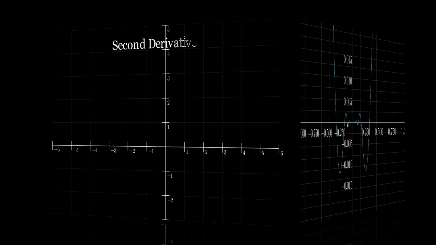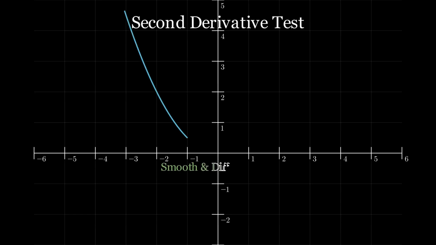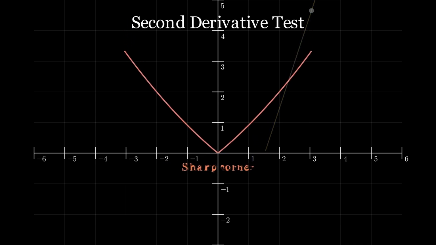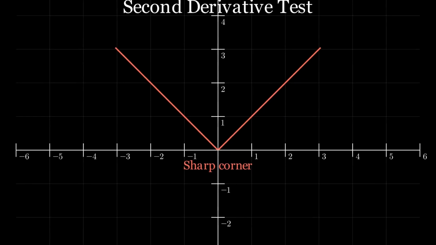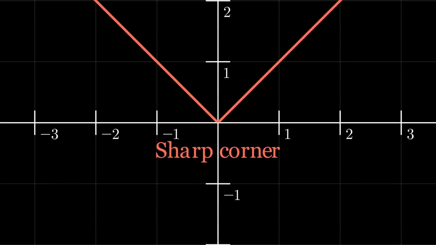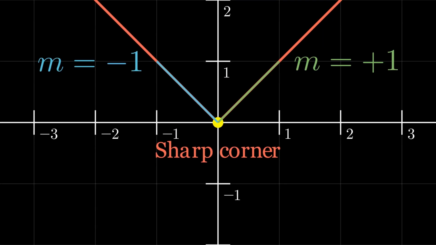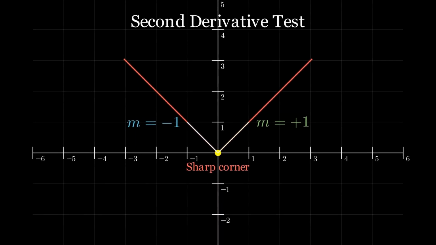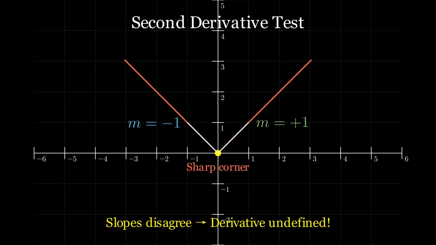The second derivative test has one very important requirement. The function needs to be smooth and differentiable. But what about functions with sharp corners or cusps? At these points, the derivative itself might not exist, which means the second derivative definitely doesn't exist. At this sharp corner, what's the slope? It's -1 from the left and +1 from the right. It's not a single value, so the derivative doesn't exist. The second derivative test can't help us.